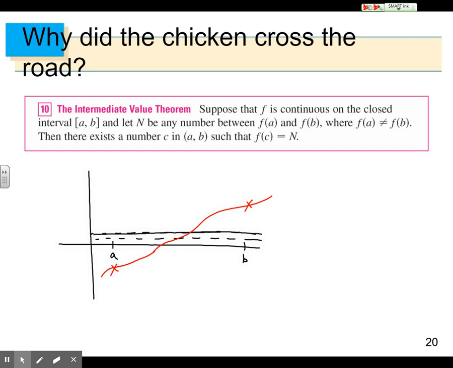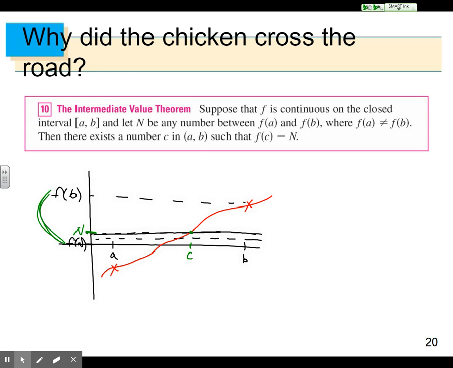Since the chicken's path right here is a continuous function, there are no breaks, no holes, no jumps, no nothing. At some point between a and b, there has to be a point c where the chicken had to actually cross the road. There's some point c right here where the chicken crossed the road that is of interest. This is going to be my f of a, just happening to be right there on my axis. This point coming back is going to be f of b. This point of interest right here is going to be my n, which has to be between f of a and f of b because we had a continuous function.